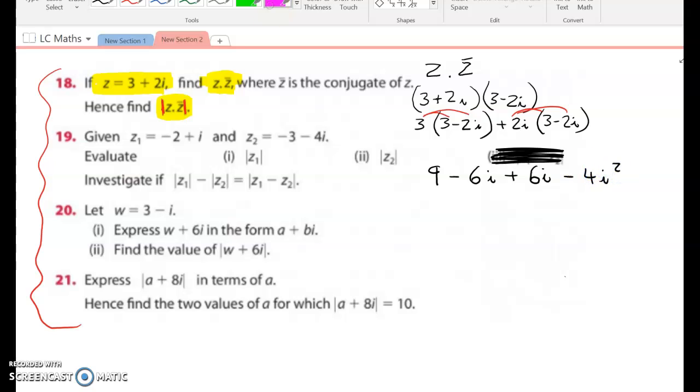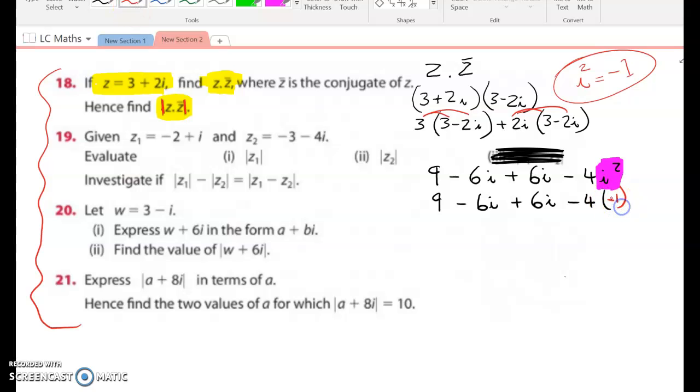Okay, that's all the multiplying done for the time being. Now we always remember that in complex number questions, i squared is always equal to minus 1. That's a rule in complex numbers. i squared is equal to minus 1. That's always the case. So in our little sum here, we've got 9 minus 6i plus 6i minus 4 i squared, and that's actually minus 1. So we sub in minus 1 in there. And of course we have to multiply that out now as well. So there's one last little bit of multiplication to do. 9 minus 6i plus 6i minus 4 by minus 1 is plus 4.